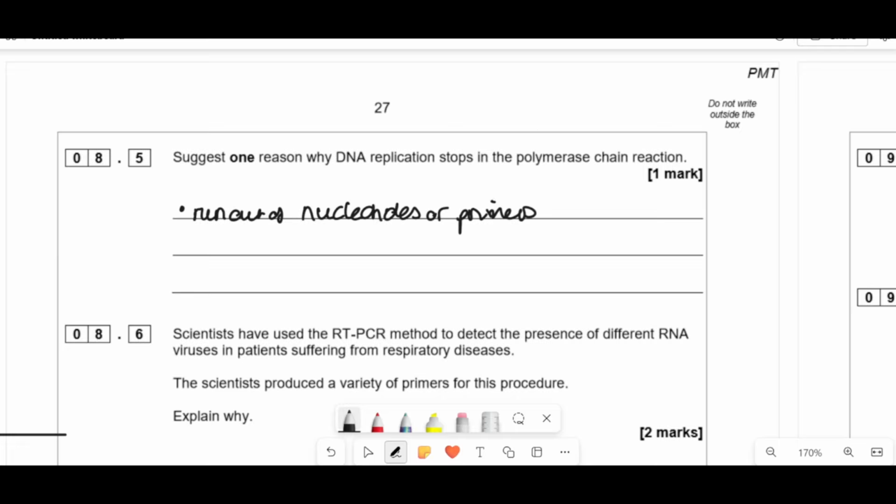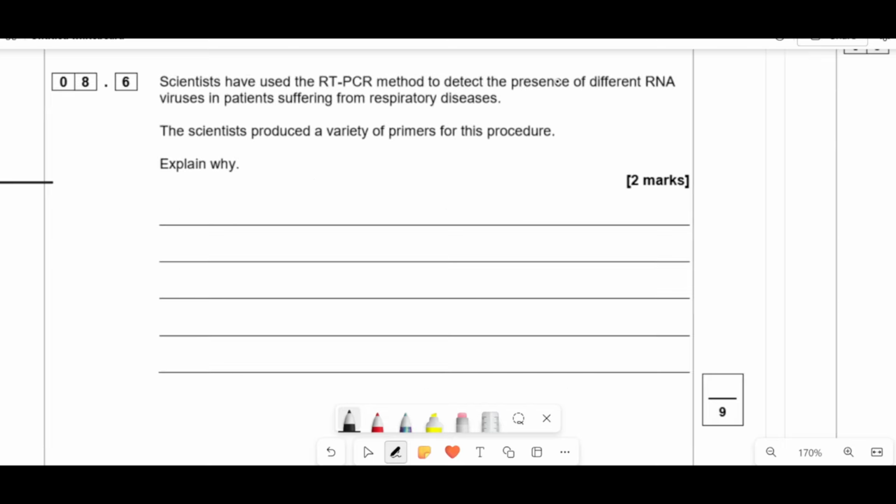Like, dude, it's asking you why this polymerase chain reaction stops. The only reason it would stop is because you've just run out of stuff to use. Scientists have used RT-PCR to detect the presence of different RNA viruses and respiratory diseases. The scientists produced a variety of primers for this procedure.